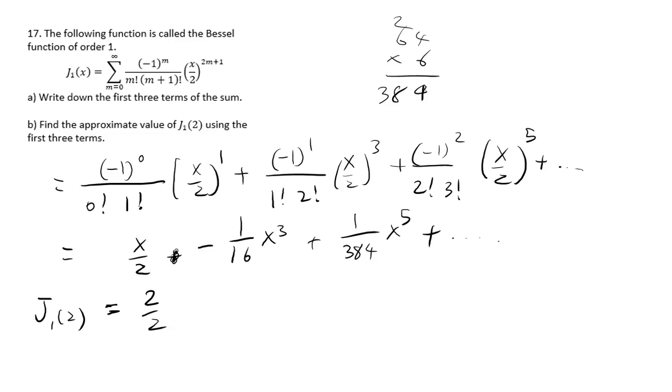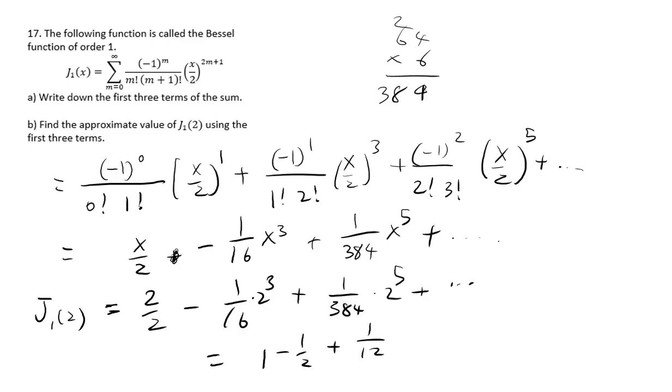So you have 2 over 2 minus 1 over 16 times 2 to the 3rd power, plus 1 over 384 times 2 to the 5th power, and so on. This is 1, that's 8 over 16, which is minus 1/2. And then 32 over 384, if you reduce this, it's going to be 1 over 12. So the approximate value would be over 12, what's that? 12 minus 6 plus 1. So that's going to be 7 over 12. That's the approximate value of J1 of 2.